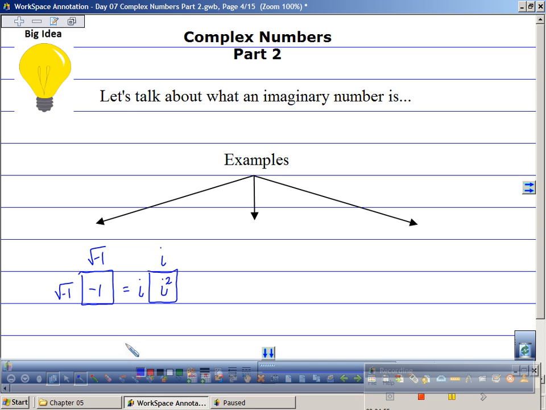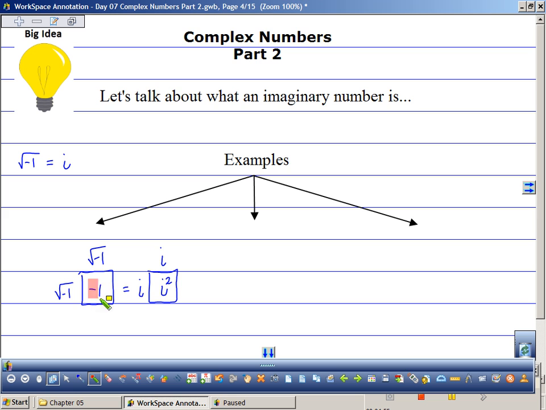No? You want me to say it again? Okay. So I told you that the square root of -1 equals I. Correct? So the square root of -1 times the square root of -1 is -1 in here, right? Well, if the square root of -1 is I, then I times I is I squared.